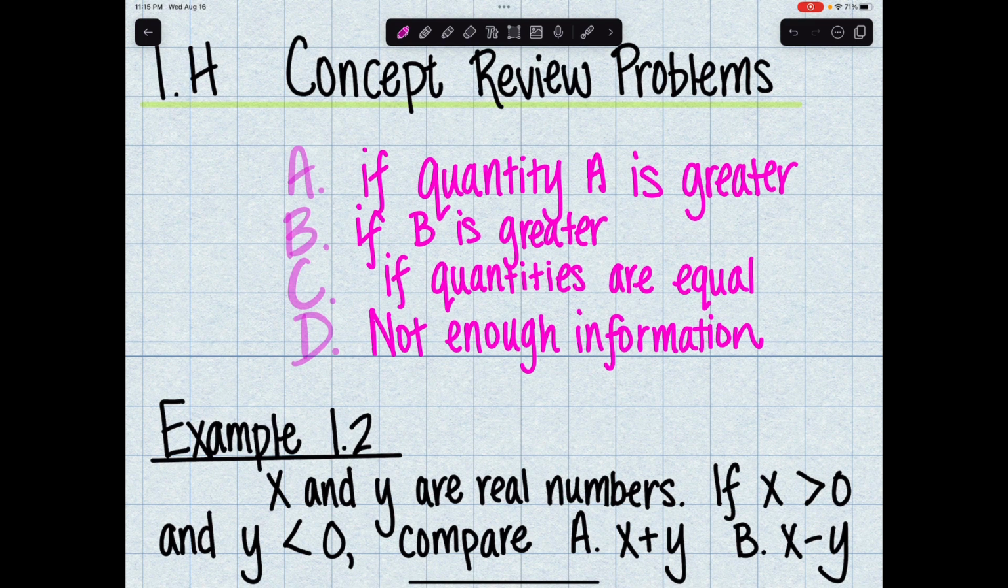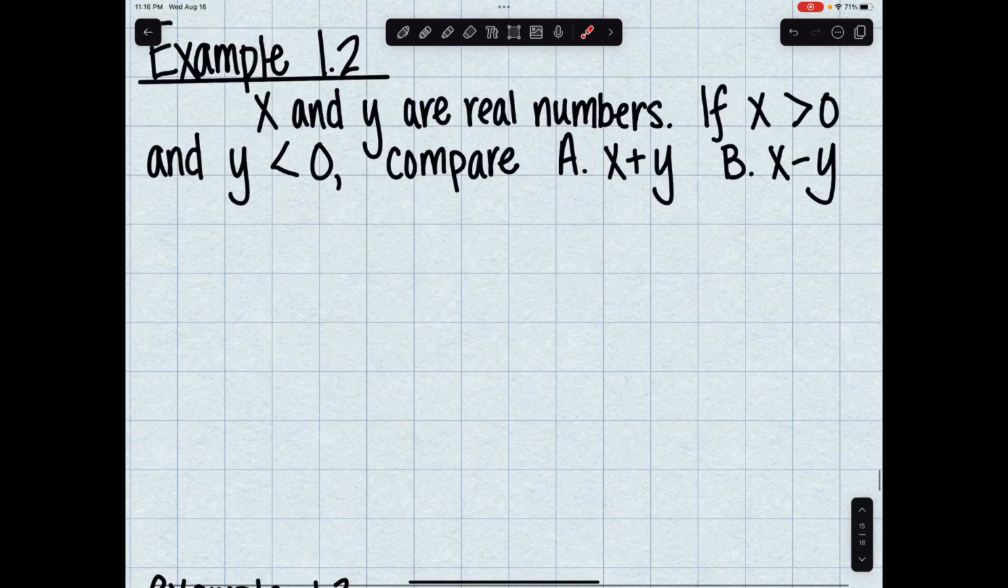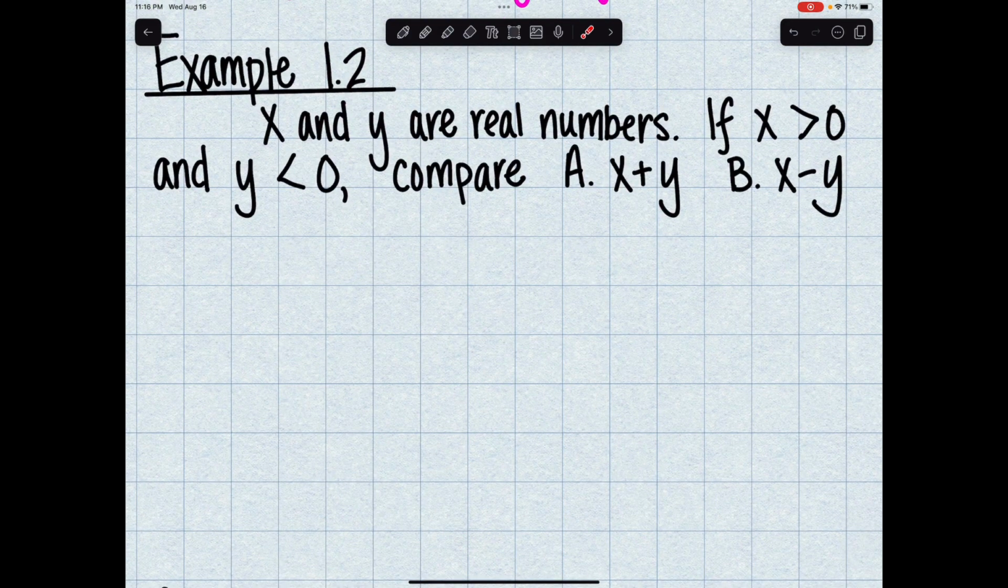If the answer is A, or A is bigger, then that means quantity A is greater. Just bear with me here. If B is greater, then the answer is going to be B. If the quantities are the same, the answer is going to be C. And if you don't have enough information, the answer is going to be D. All right, so with that in mind, let's look at these examples.